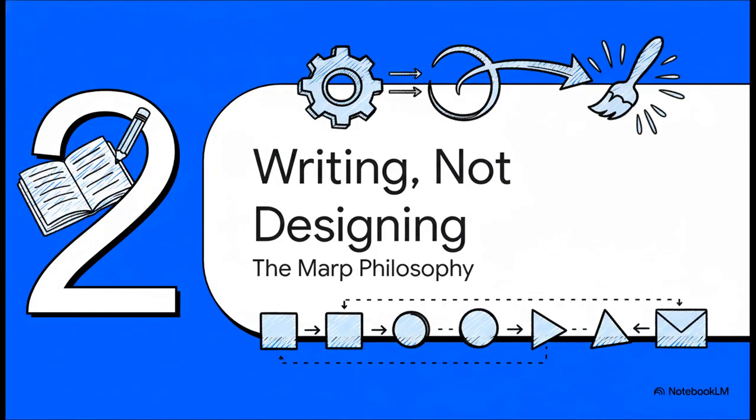So what's the answer? Well, it's a tool called Marp, and its whole philosophy is just beautifully simple. It's all about separating what you want to say from how it looks. You get to focus on your story, on your message, and you let the computer handle all the design work.